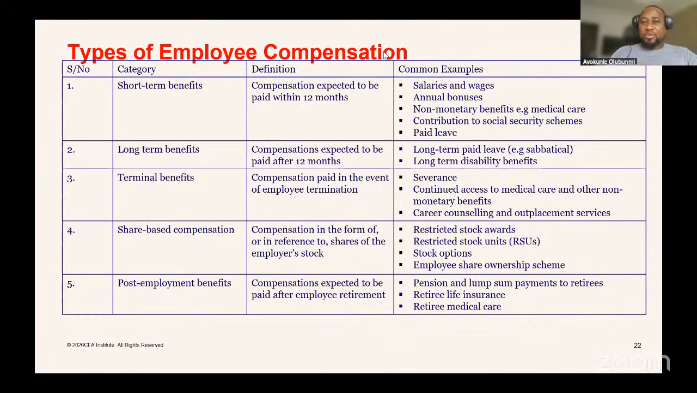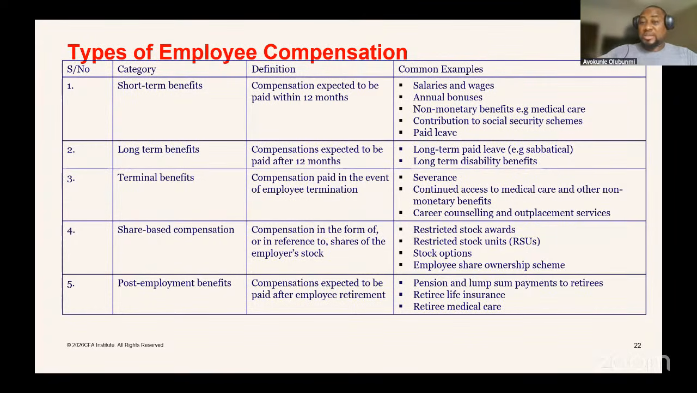So let's look at employee compensation. There are different types of employee compensation, and in your curriculum, they classify them into five. The first one is the short-term benefits, the ones you expect to get within 12 months. They include your wages and salaries, annual bonus, and non-monetary benefits such as Medicare and your social security. All those are your short-term compensation.